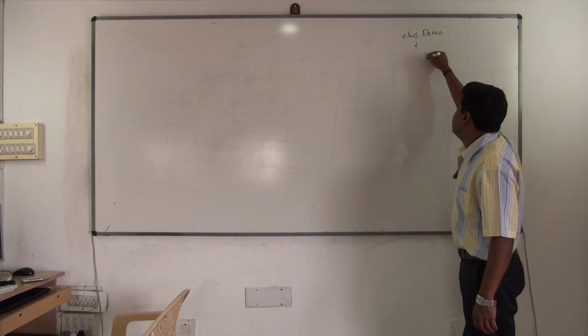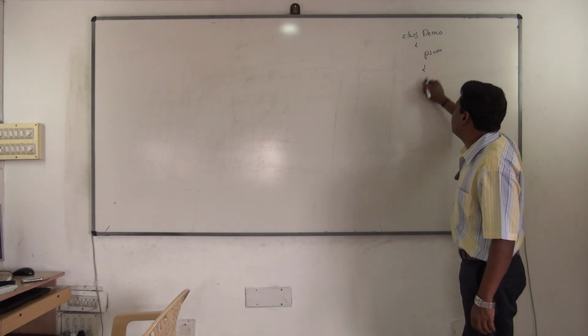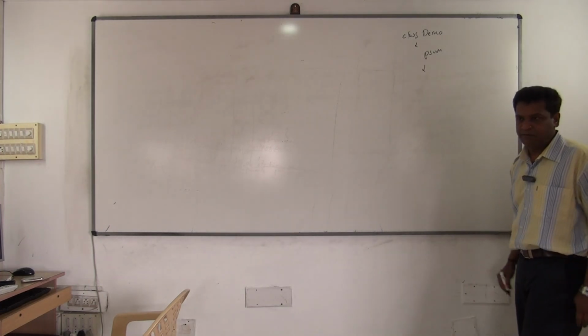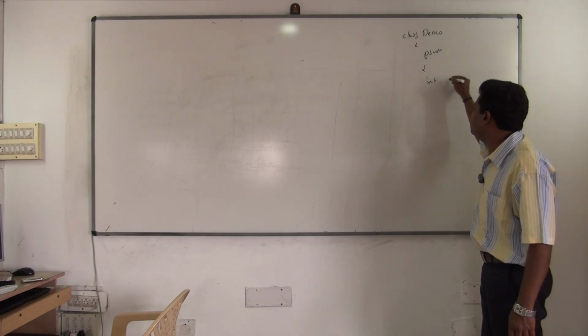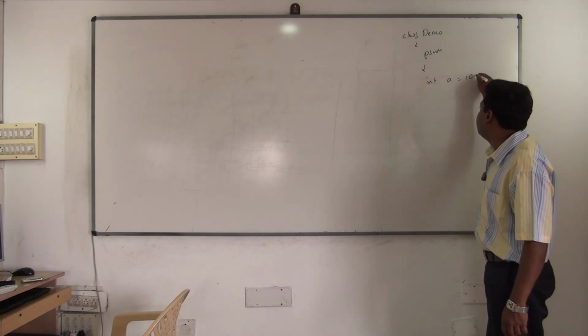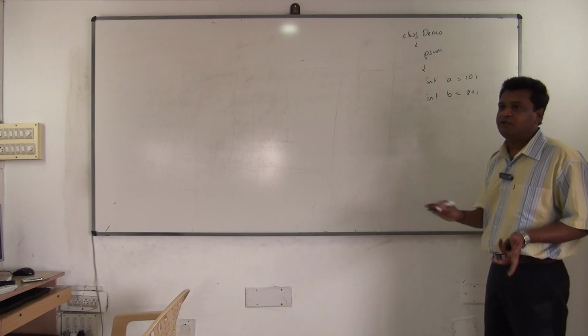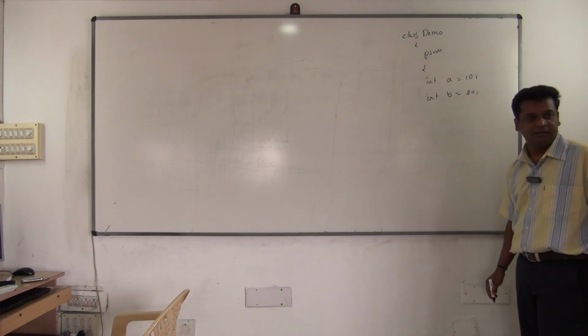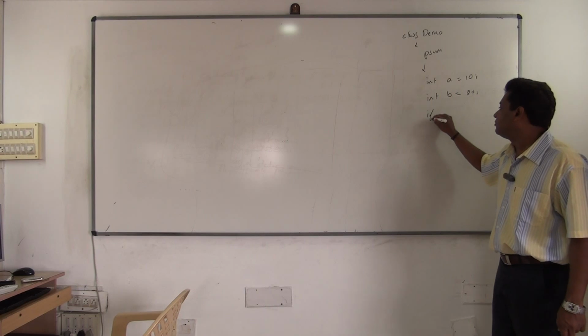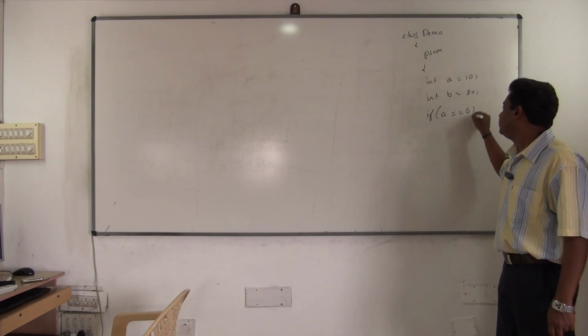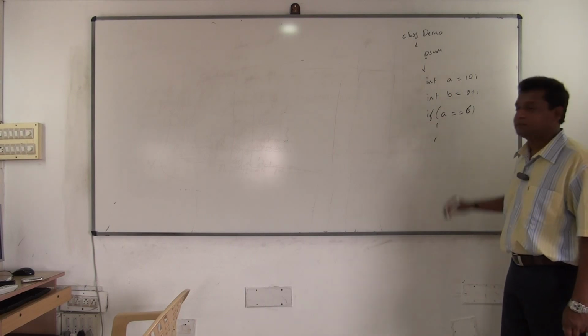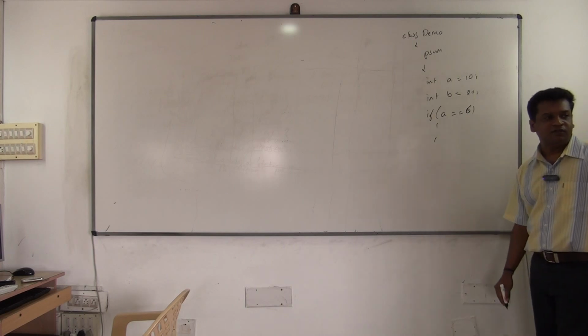Understood? See, class Demo. Now first we'll see how to compare two primitive variables. Primitives, I'm talking about primitives. int a is equal to 10. int b is equal to 20. How do you check whether a and b are equal or not? If a is equal to b, this is how you check. Yes or no?